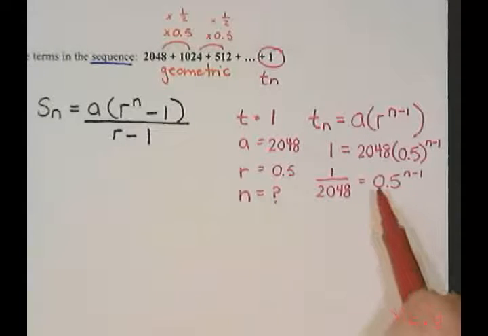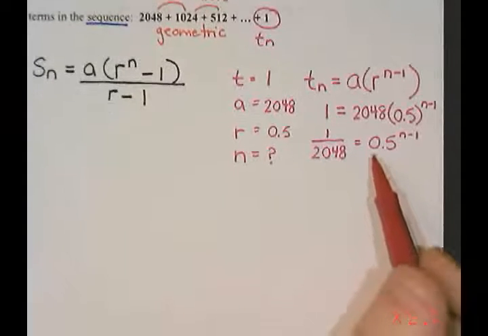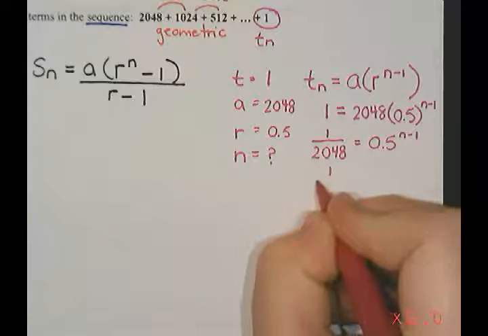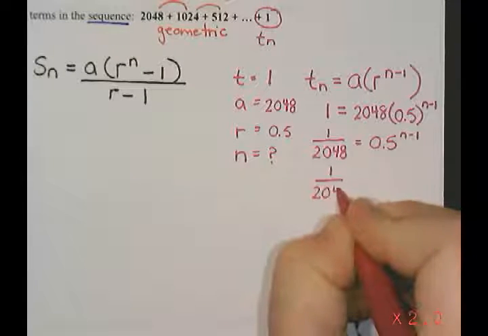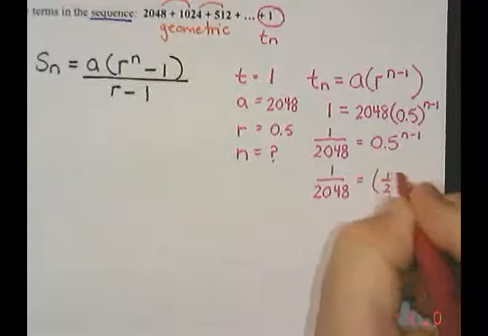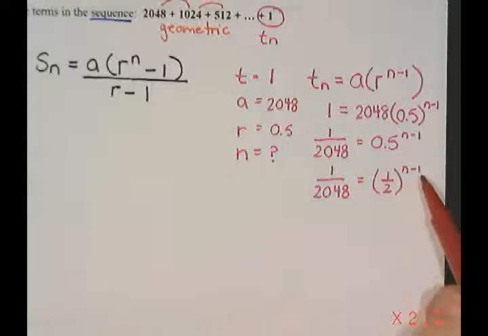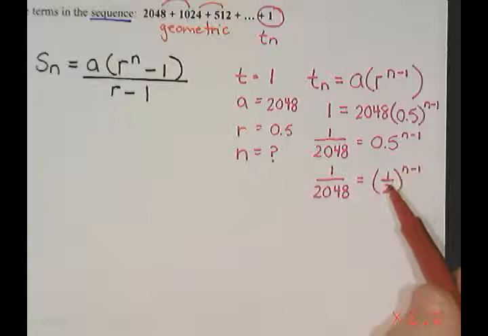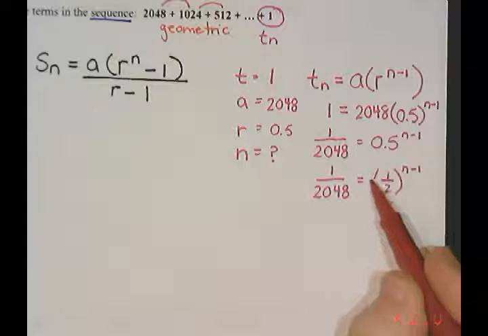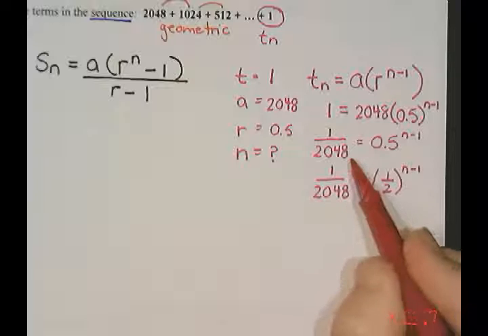Now, I think this question would go far better if instead of using the 0.5, I actually used the fraction equivalent, which would be the 1/2. So I'm going to write that in as 1/2 to the n minus 1. The reason I put the brackets in is so that I know the exponent is for the 1 and the 2.